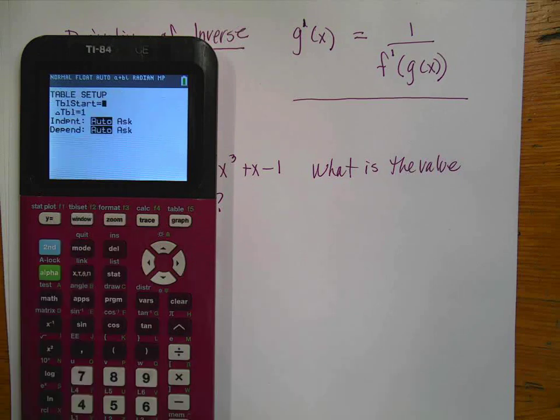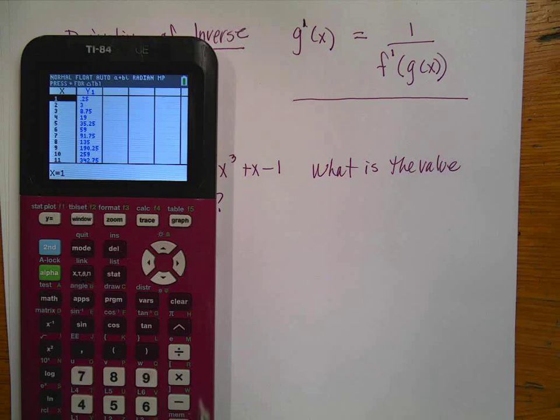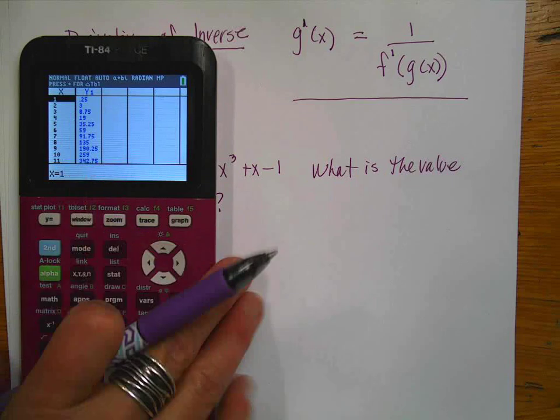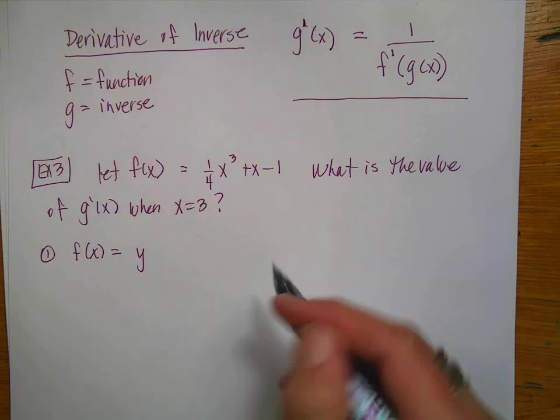And then I'm going to look at the table. So then I'm going to check my table set. I want it to change in ones. And then I'm going to actually go physically look at the table. And if you'll notice, what I'm looking for is the y value that equals 3.